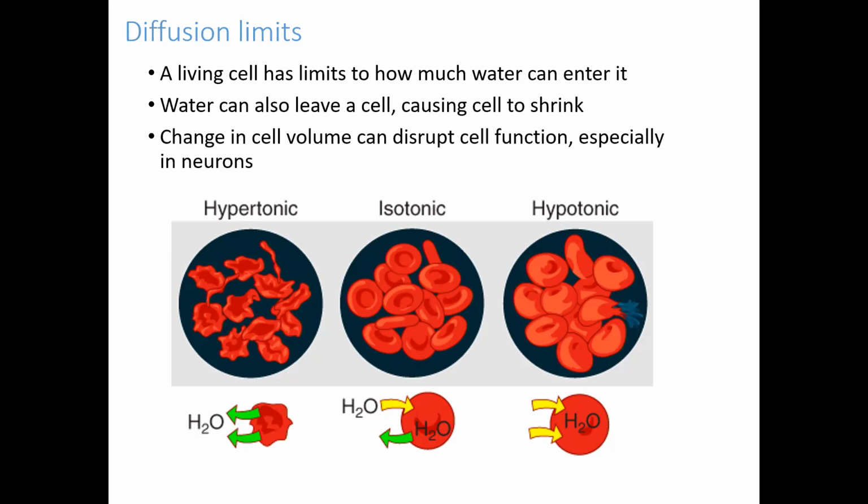Remember that we die without water after 3 days. We can't survive without water for more than 3 days. Okay, so the key terms here: hypertonic, isotonic, and hypotonic. In hypotonic, water goes into the cell, and in hypertonic, water goes out of the cell. So think of a plant that's not watered: it shrivels up because it's losing water. It's giving up water to the outside.